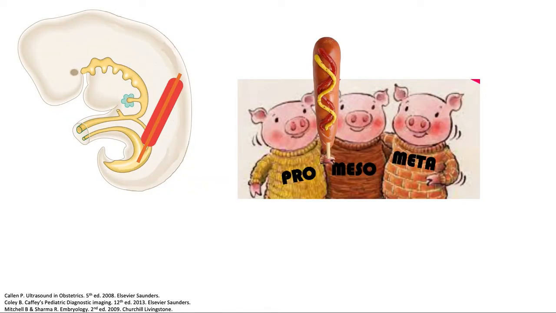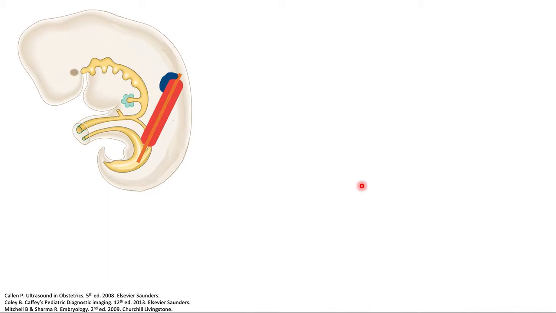Let us first start with what we already know. Recall this hot dog on a stick. This is held by the middle pig here, which represents the kidneys which are second to develop. This is called the mesonephros. So this mesonephros, similar to a hot dog on a stick, is really close to the future ovary, here drawn in blue.